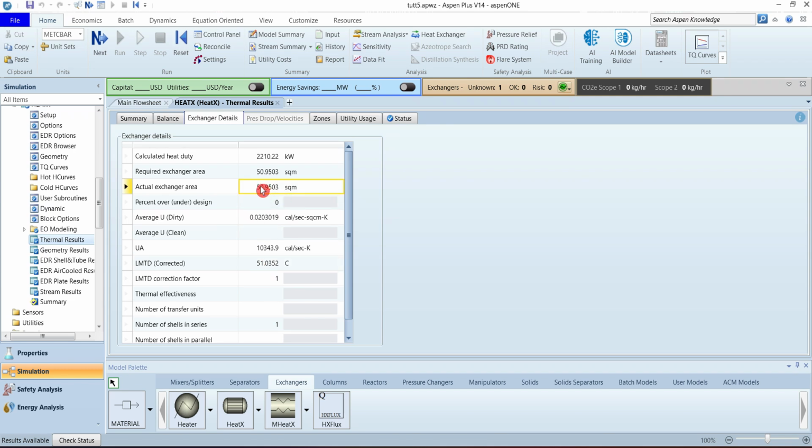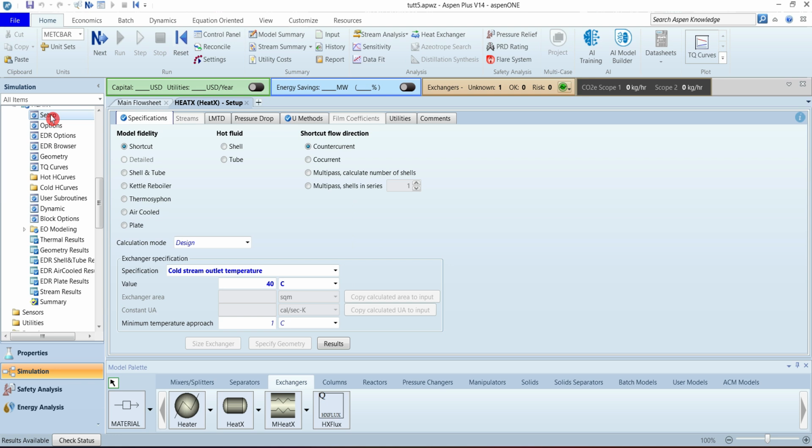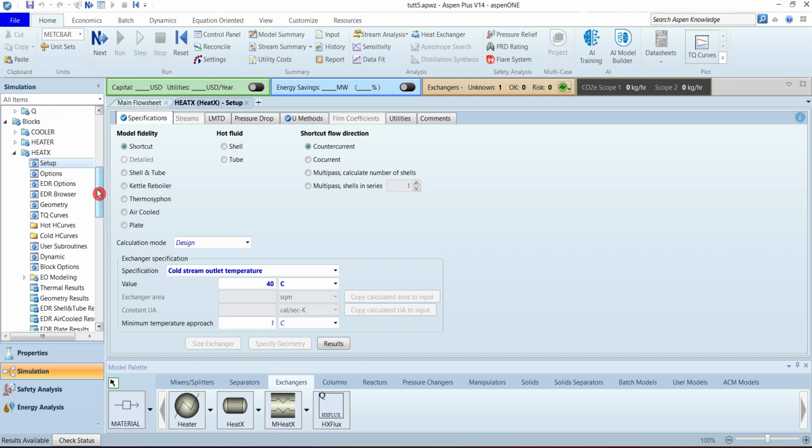Let's see, we can just randomly assume another area value, 40 square meter or 60 square meter. That means for the different area, we can run the rating or we can run the simulation, because we do have some more information compared to the previous case. So let's go to the input specification page, setup page, and shift the mode from design to the rating.